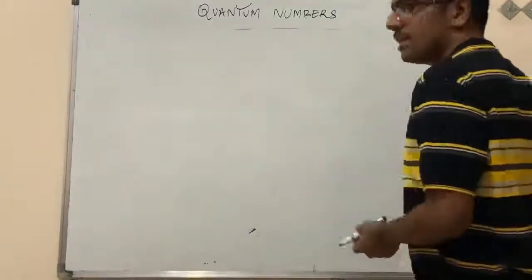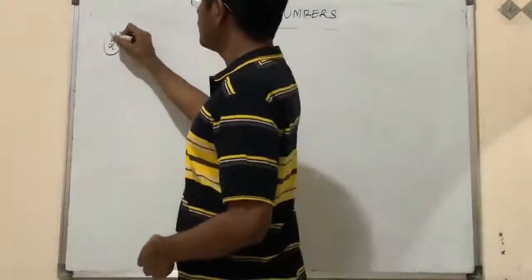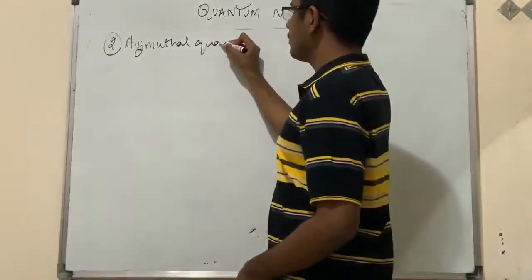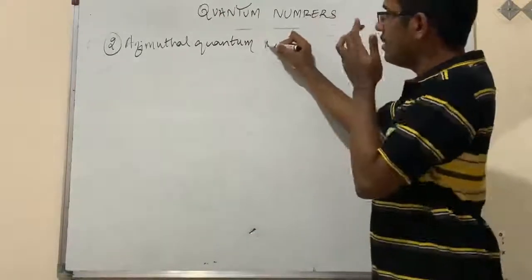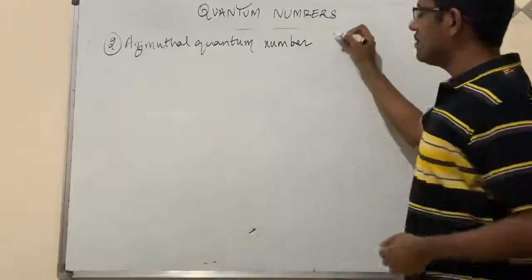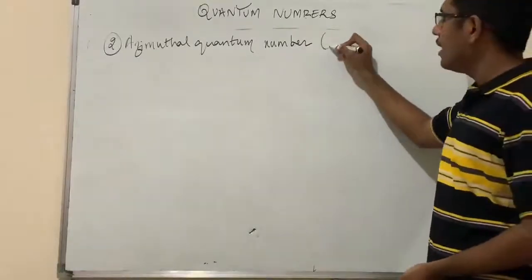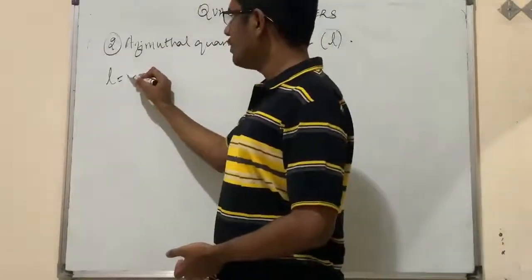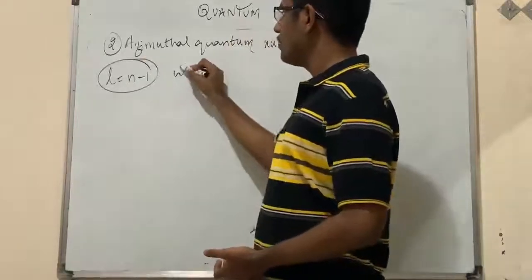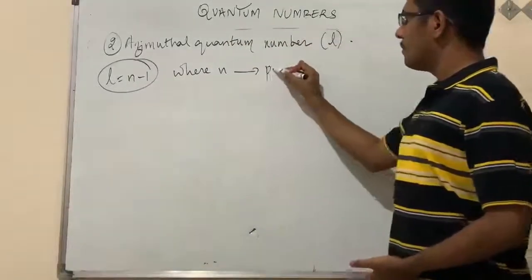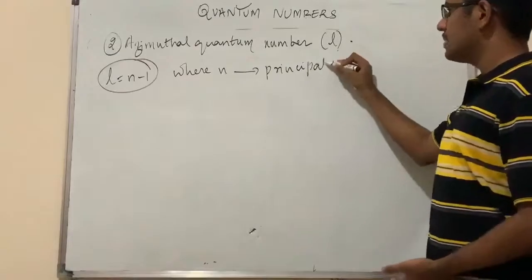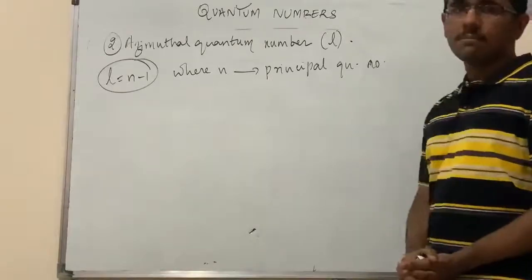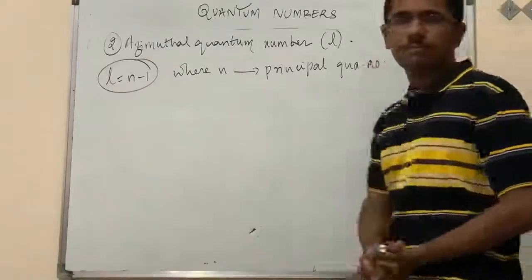So what is meant by azimuthal quantum number? We'll see. The second important quantum number is the azimuthal quantum number. It is denoted by the letter l, where the l value is l equal to n minus 1, where n is the principal quantum number.